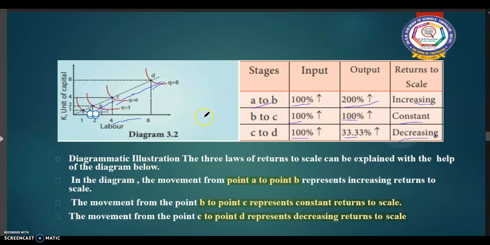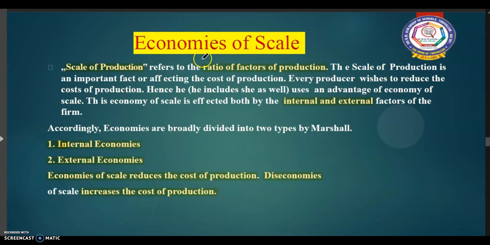Okay children, in this we discussed the law of returns to scale. Now we are going to discuss the economies of scale. Here, scale of production refers to the ratio of factors of production. It is an important factor which affects the cost of production. Every producer wishes to reduce the cost of production. If you start a business also, you will be thinking in various ways how to decrease the cost of production.